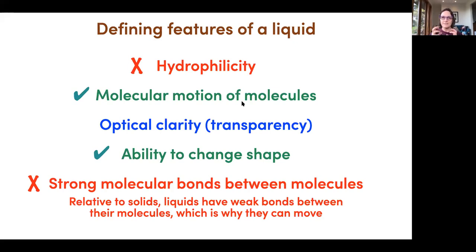The thing that makes liquids able to take on the shape of a container, or to undergo rapid fusion or fission, where the droplets change in their topology, in their shape, is the fact that the molecules within the liquid are weakly bonded to each other. So strong molecular bonds are a property of solids.